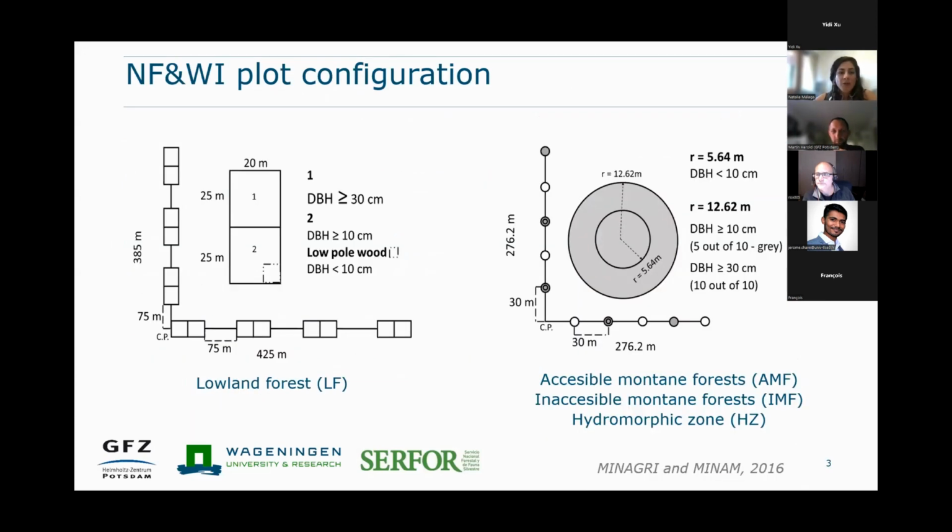The configuration of this reference data is arranged in the form of an L. They consist of 7 to 10 subplots, which are small, between 0.05 hectare and 0.1 hectare, depending on the strata. They are very close together, from 30 meters up to 75 meters in the lowland forest strata. So we presume that the above ground biomass information there is spatially correlated.